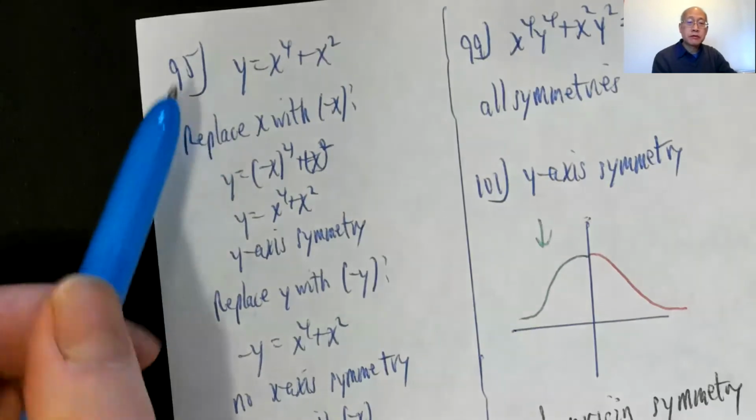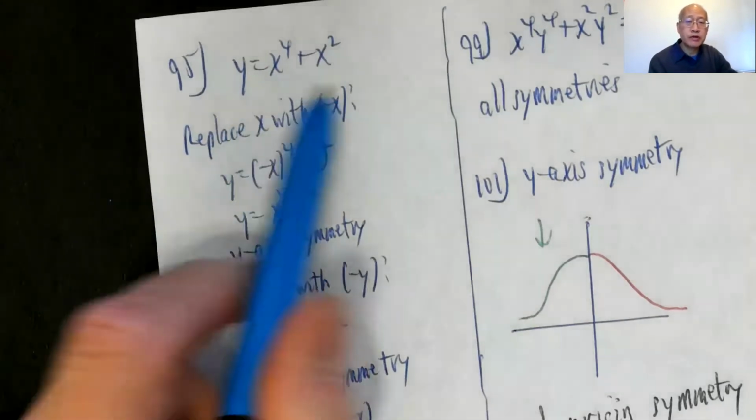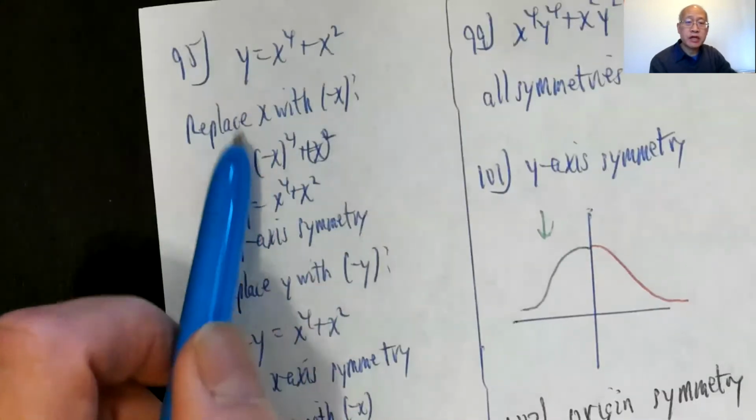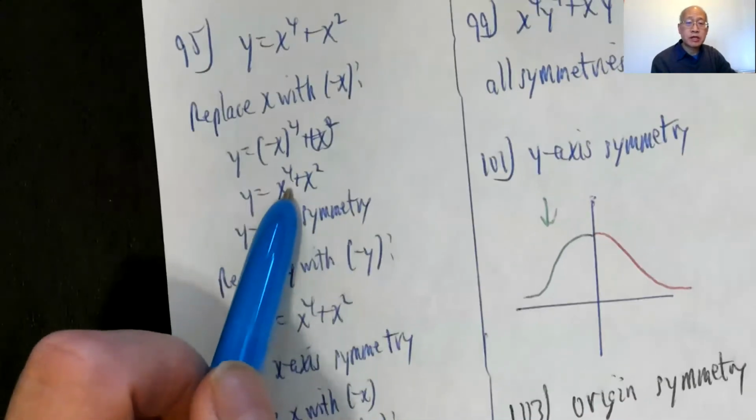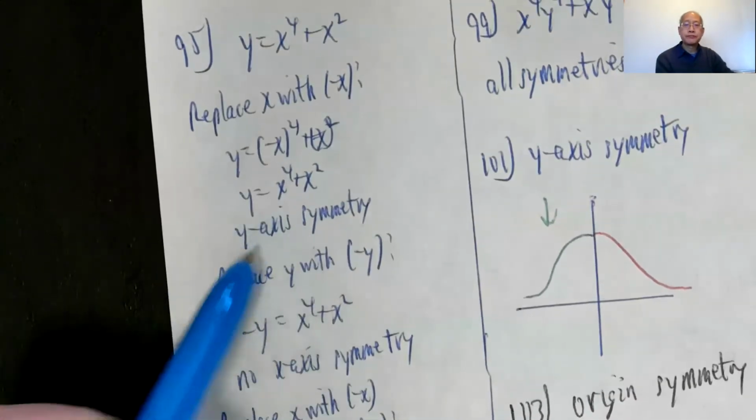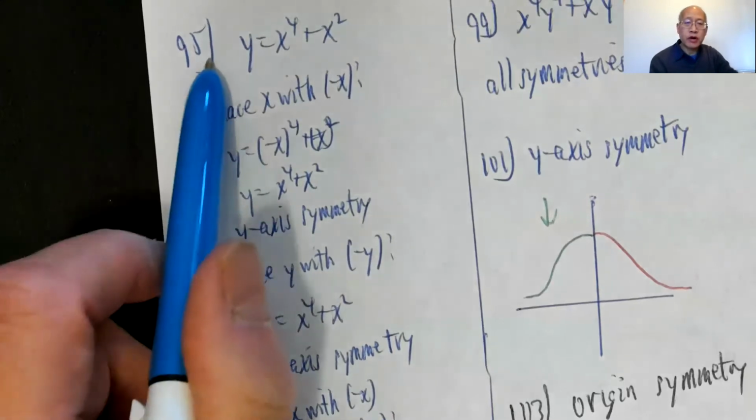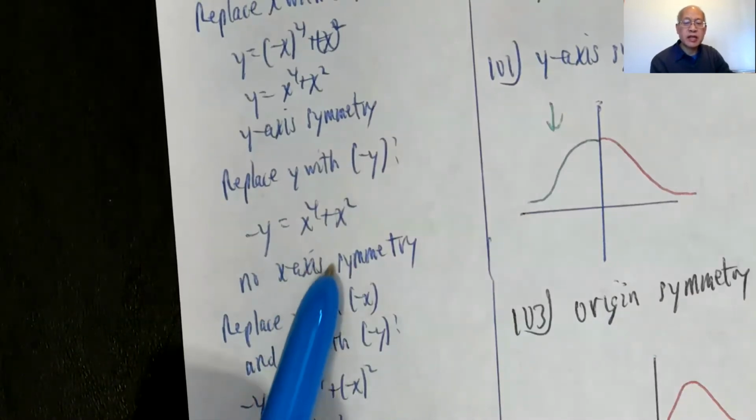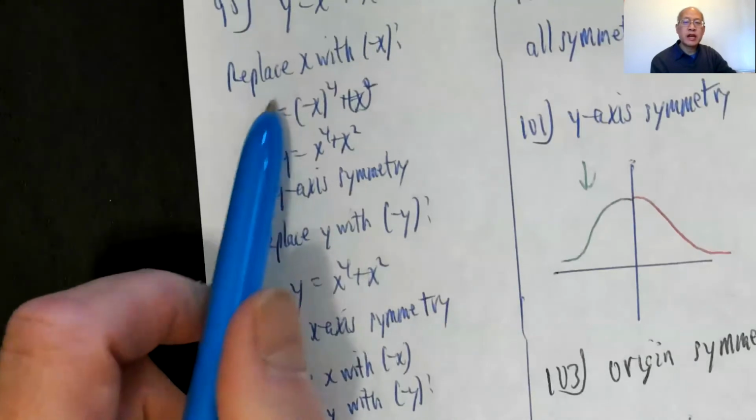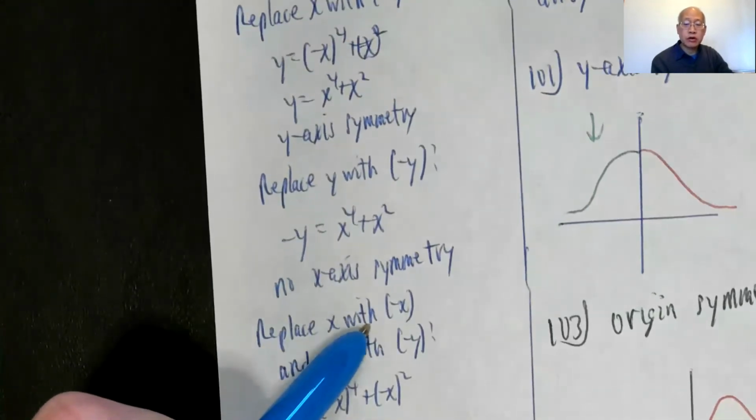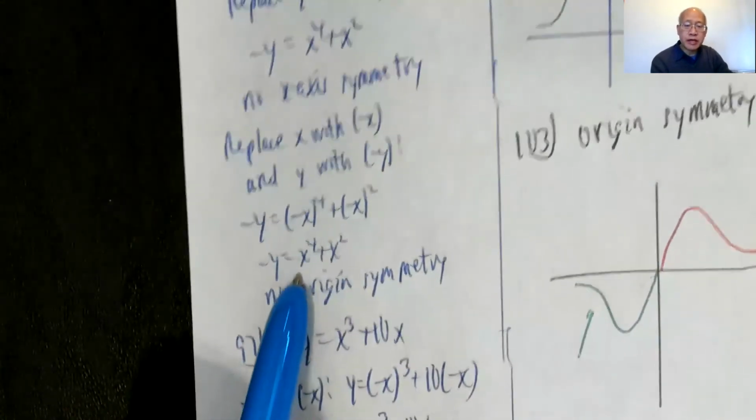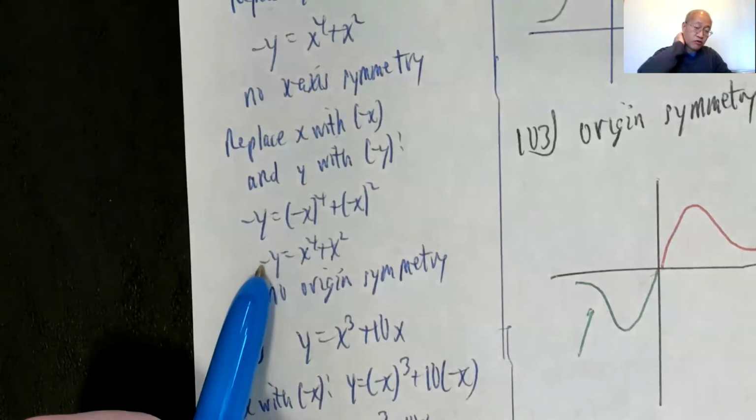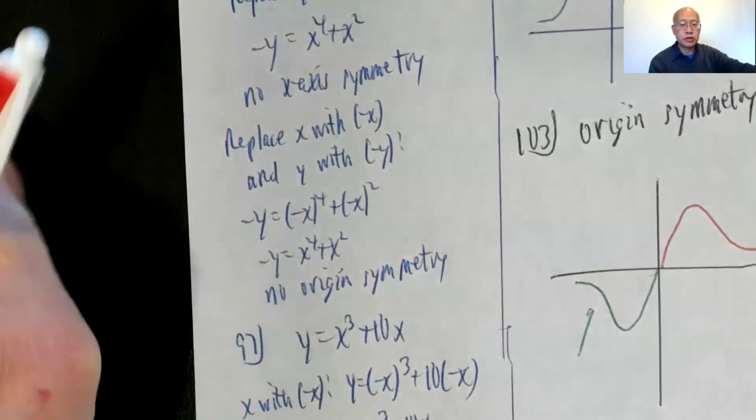Okay, for symmetry, for y-axis symmetry, you replace x with negative x. If I replace x with negative x, I get y equals negative x to the fourth plus negative x squared. That comes out to be the same as the original, so I have y-axis symmetry. If you replace y with negative y, you do not get an equivalent equation as the original, so you do not have x-axis symmetry. And if you replace x with negative x and y with negative y, that's where you test origin symmetry. So put a negative y there, negative x there, and a negative x there. This we already know comes out to be x to the fourth plus x squared, but there's a negative y here, so that's not the same as the original. So I do not have origin symmetry.